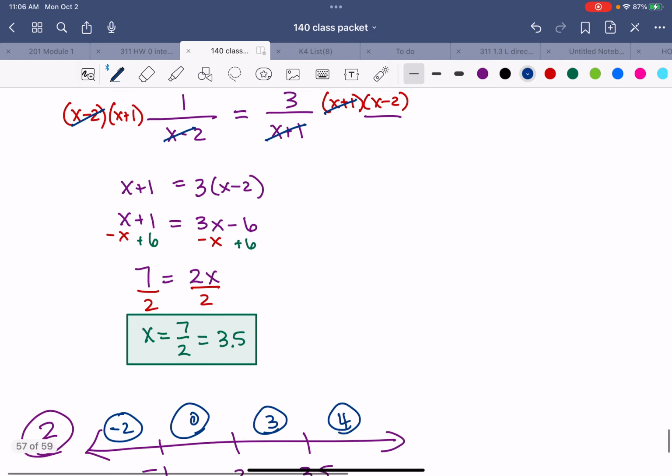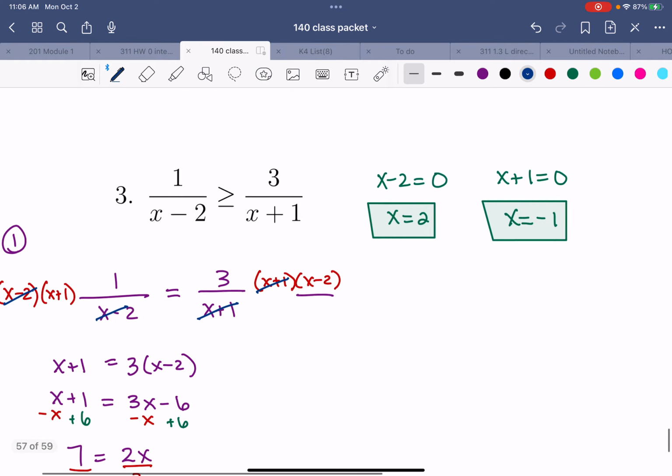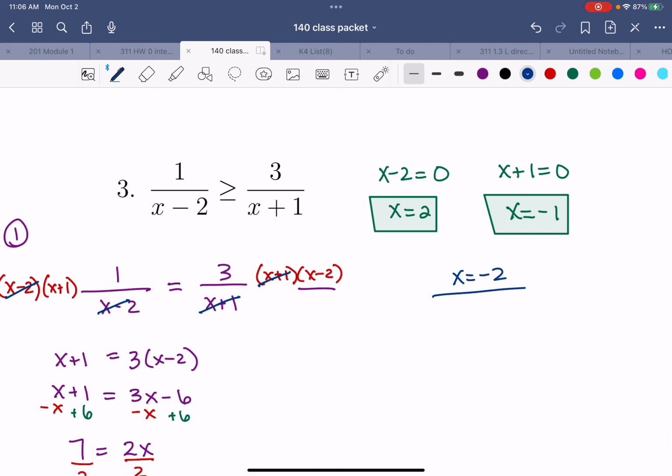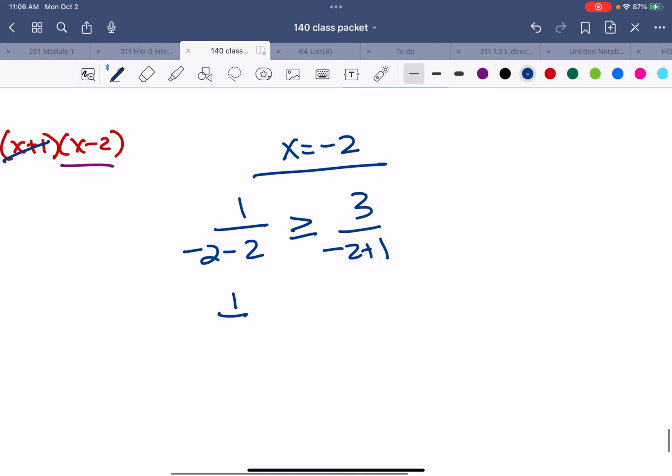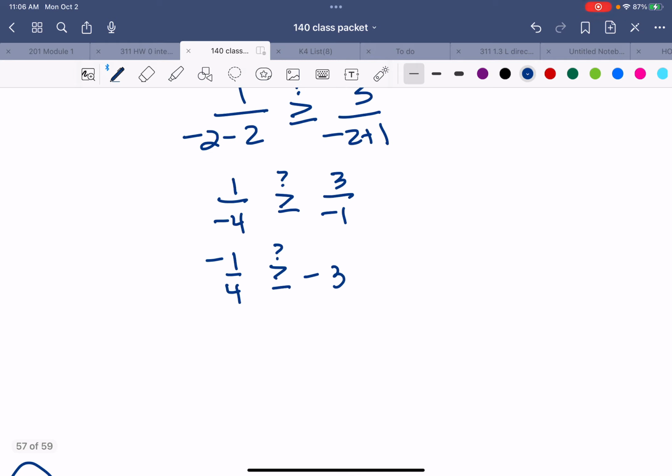And we're going to plug it into the original. So we're going all the way up here. We're going to start with negative 2. So when x equals negative 2, I have 1 over negative 2 minus 2, greater than or equal to 3 over negative 2 plus 1. What I get here is 1 over negative 4, or negative 1/4, is greater than maybe. Let's see. And so I'll put a question mark above that. We're not sure yet if it's greater than or equal to. And then we get 3 over negative 1, so negative 3. So is negative 1/4 greater than or equal to negative 3?